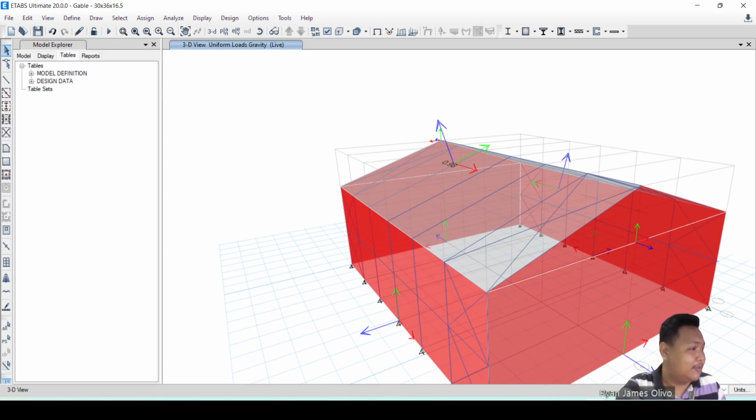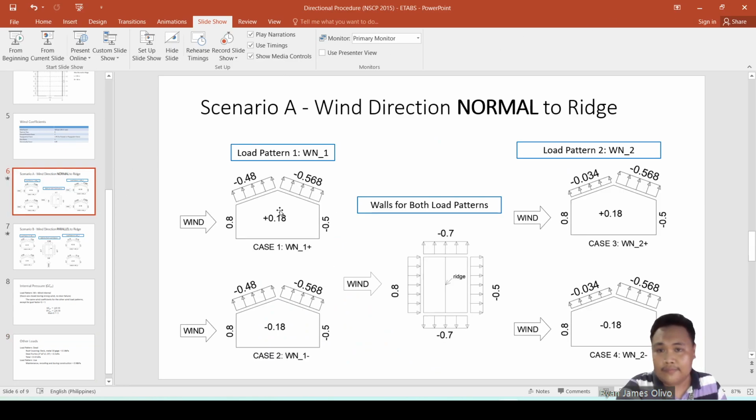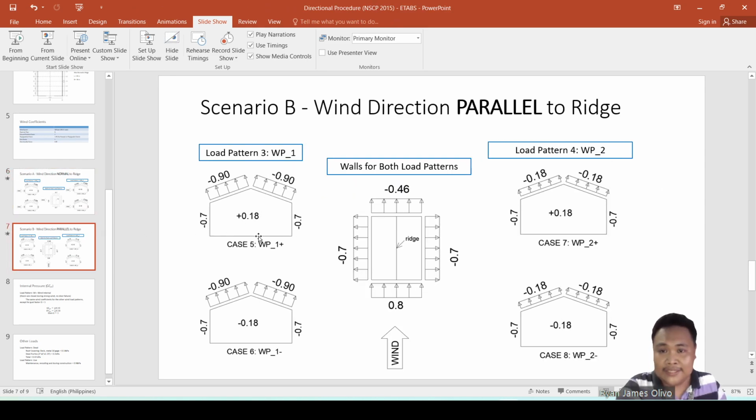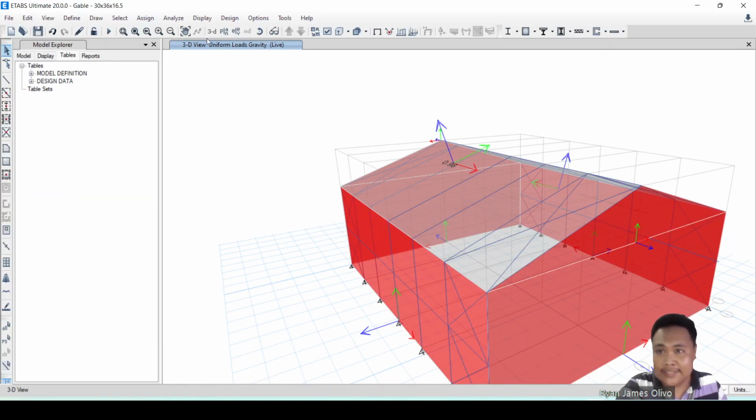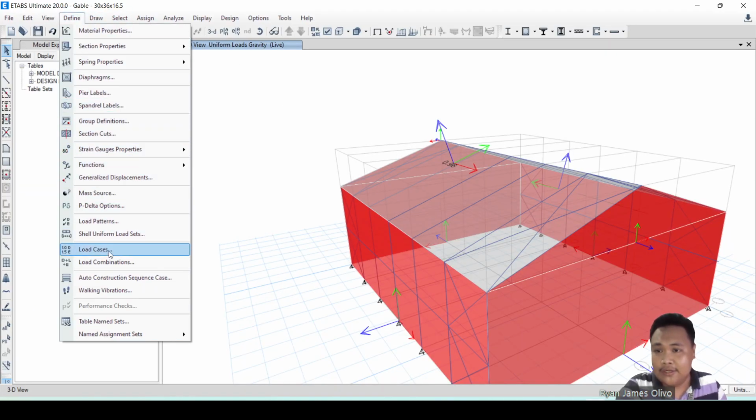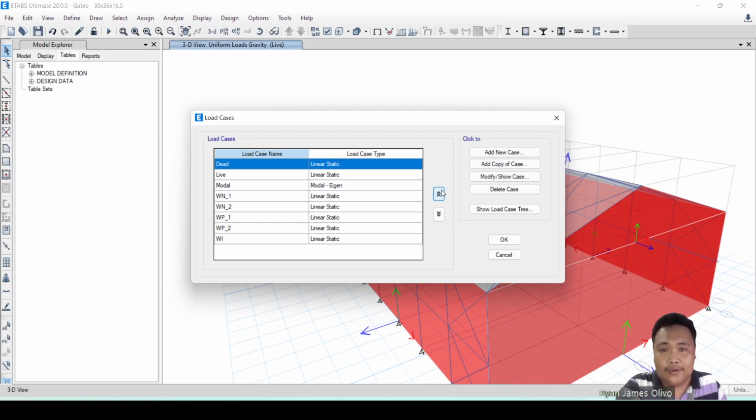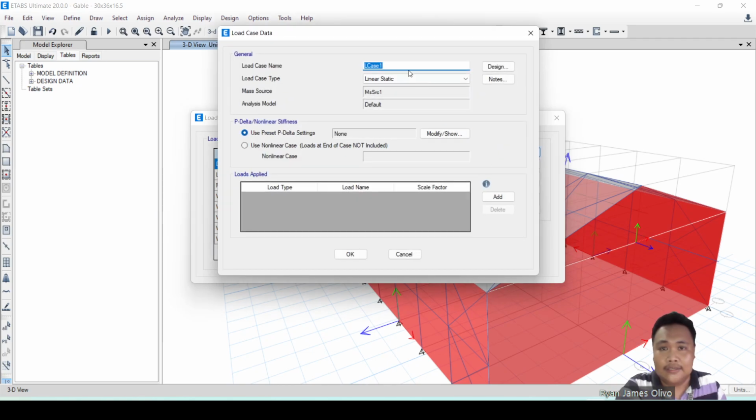So this is our load cases here. So we have 4 load cases for normal. So all in all, we have 8 load cases. So what is load case 1? WN underscore 1 plus. So let's try defining it. Define load cases. So let's try to add load cases. Add new case. So WN underscore 1 positive. And let's try add here and add here.